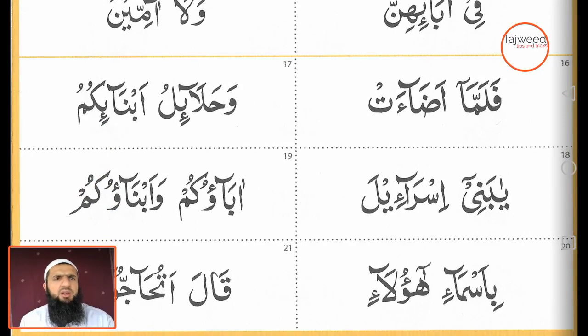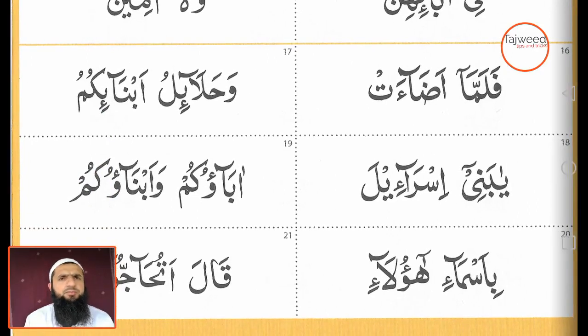Here the examples get a little bit more complicated, advanced. We're looking at box 16. فَلَمَّا أَضَاءَتْ. Box 17. وَحَلَائِلُ أَبْنَائِكُمُ. So both the stretches are the same amount of time because they're both the big mud. Box 18. يَا بَنِي إِسْرَائِيلَ. You've got the small mud and the big mud in the one example.